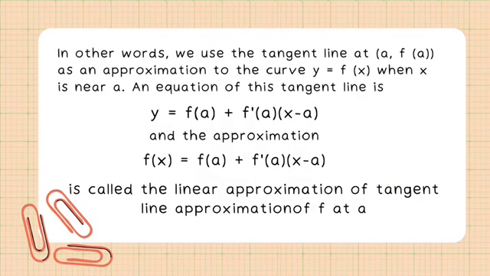In other words, we use the tangent line at a as an approximation to the curve y equals f(x) when x is near a. An equation of this tangent line is y equals f(a) plus f prime(a) multiplied by (x minus a), and the approximation f(x) equals f(a) plus f prime(a) multiplied by (x minus a) is called the linear approximation or tangent line approximation of f at a.